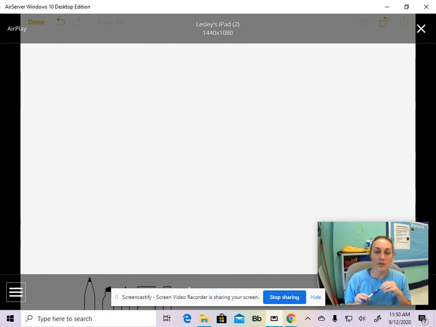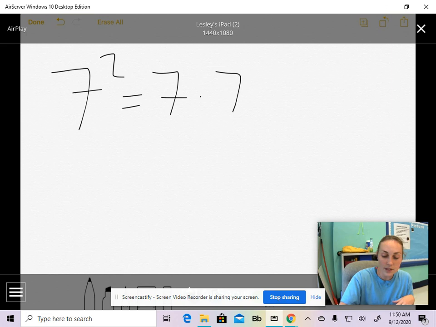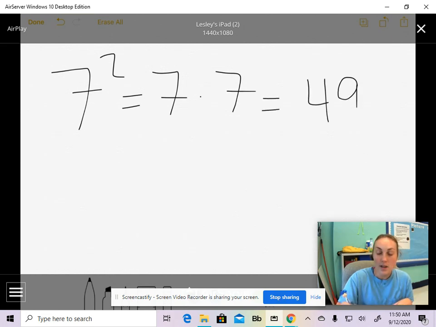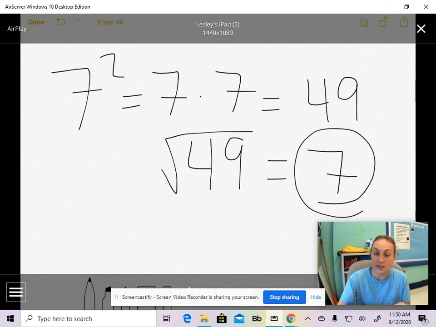So what is a perfect square? Let's do this again real quick. 7 squared is 7 times 7, and that would equal 49. Well, a perfect square would be when you took a number like 49 and you square root it, and the answer would be a whole number. So this number right here, it's not like 7.2 or anything like that. It is just a whole number by itself. When you square root 49, you get 7. That means 49 is a perfect square.